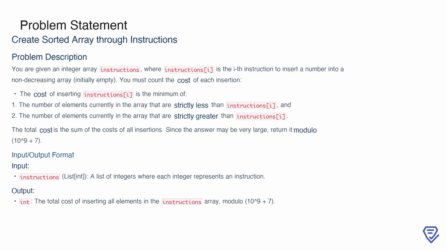Since the total can grow very large, the result must be returned modulo 10 to the power of 9 plus 7. The input is a list of integers, and the output is a single integer representing the total cost. With this setup in mind, let's look at some examples to better understand the problem.